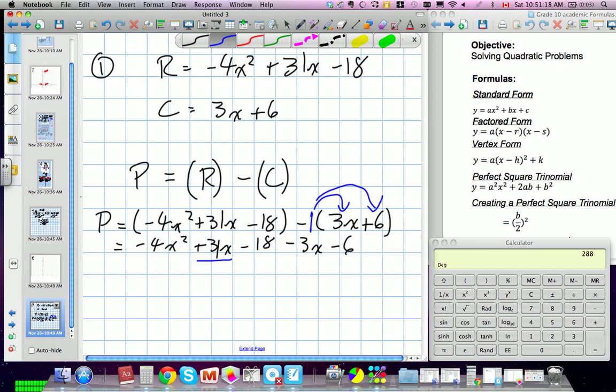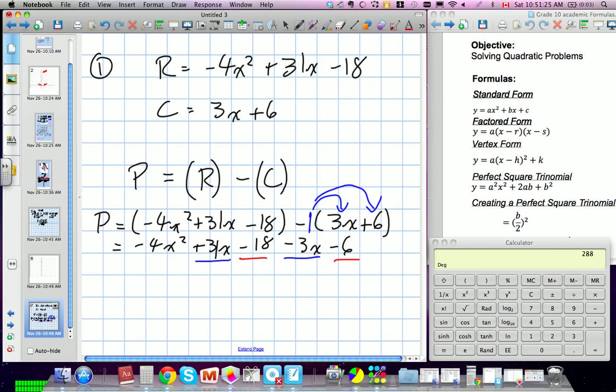So our profit function would be negative 4x squared, minus 28x. That's right. Wait, no. Plus 28x. Oh, sorry. Plus 28x and then minus what? 24. Yeah, minus 24. So there's our new profit function. Okay. So that was the very first part of the question. Write a profit function. How many pairs of shirts must the company sell in order to break even?